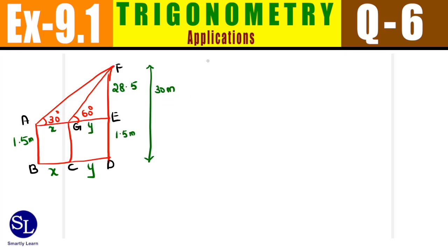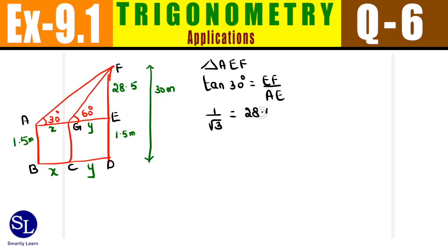So let's start with triangle AEF. In triangle AEF, tan 30 degrees is going to be equal to EF divided by AE, opposite side by adjacent side. Let's substitute the value of tan 30, which is 1 by root 3, is equal to EF, which is 28.5, divided by AE, which is AG plus GE, which is X plus Y. So this means X plus Y is equal to 28.5 root 3.